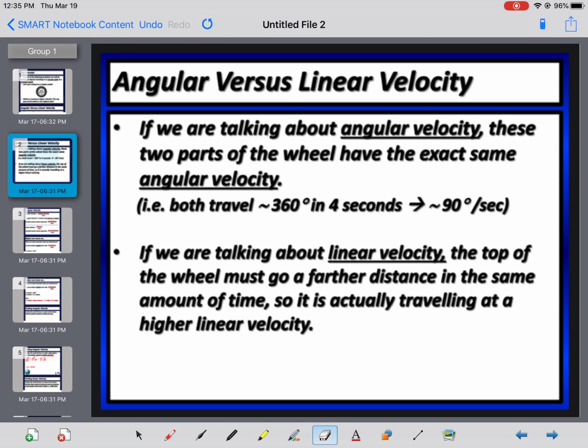So for angular velocity, both of these parts are going to have the same angular velocity. But if we're talking linear velocity, the top of the wheel is actually going to have to go a farther distance in the same amount of time. So it's actually traveling at a higher linear velocity.